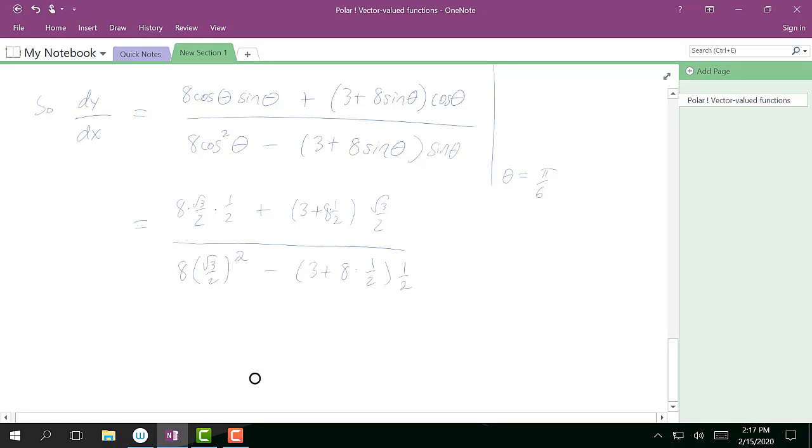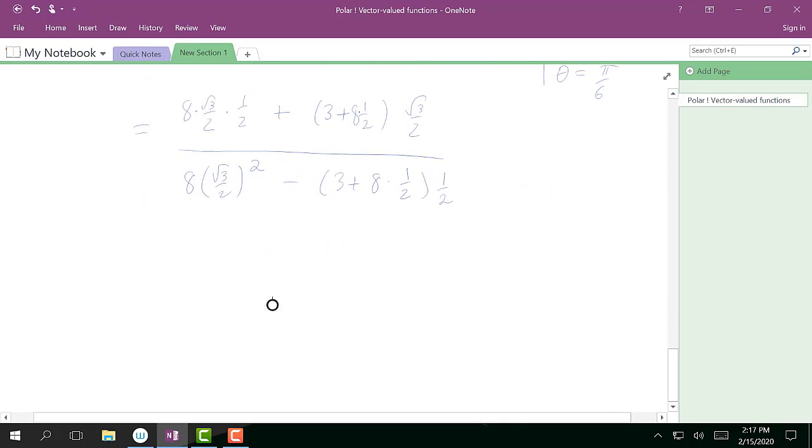And so what we're going to get, just to make this a little bigger, is 8 divided by 4, so we get 2 root 3 plus 3 root 3 over 2. And right here, I have 3 plus 4, so I get 7 root 3 over 2, over 8 times 3 over 4 minus 7 halves.